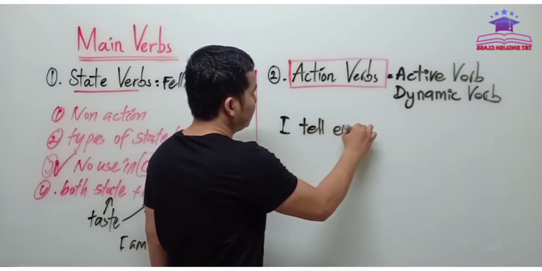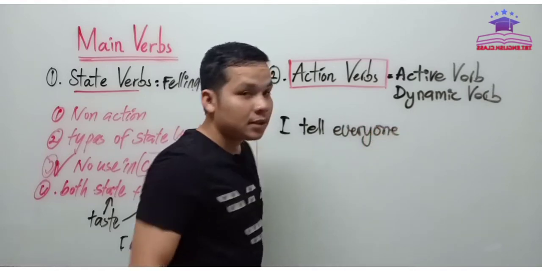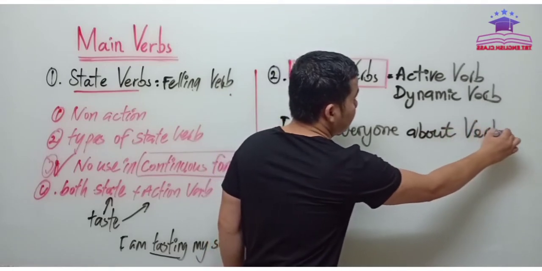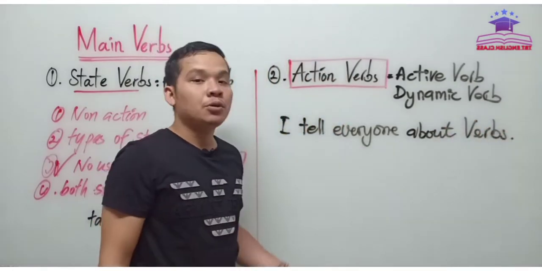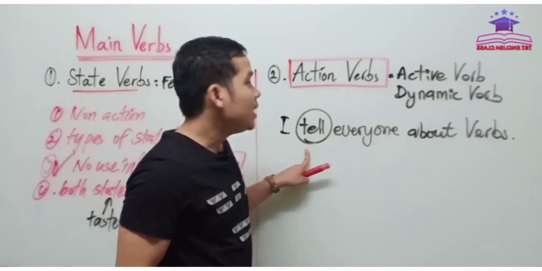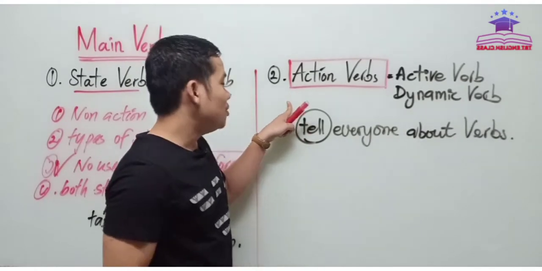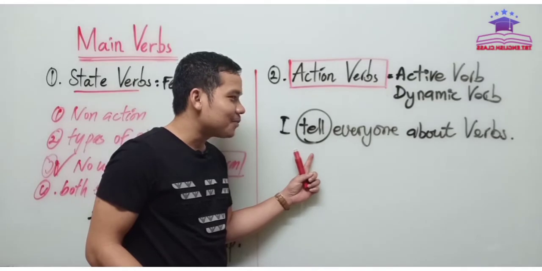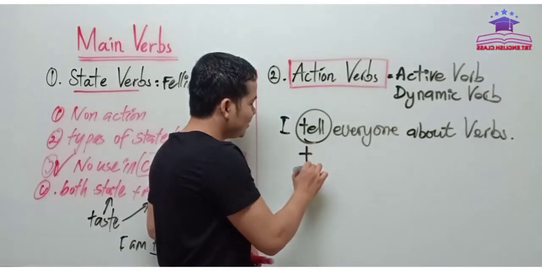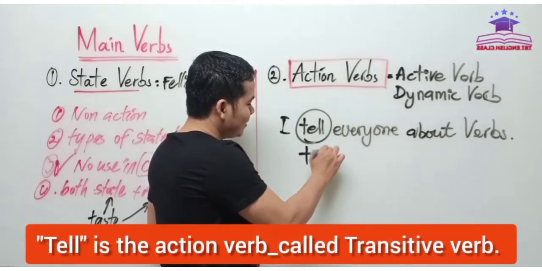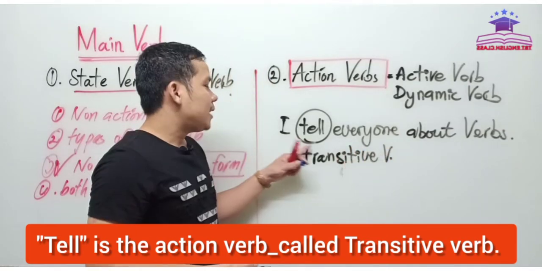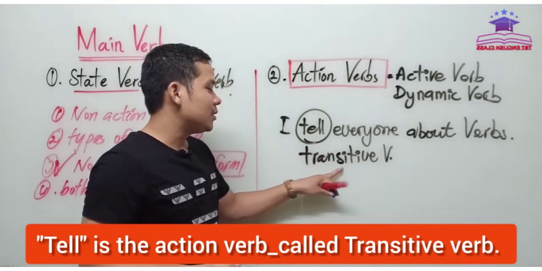I can say, I tell everyone about verb. Yes, I tell everyone about verb. So the verb tell is the action verb that in our lesson we are learning. So this verb tell, we can call transitive verb. Yes, tell is a verb, action verb, and we call it transitive verb.